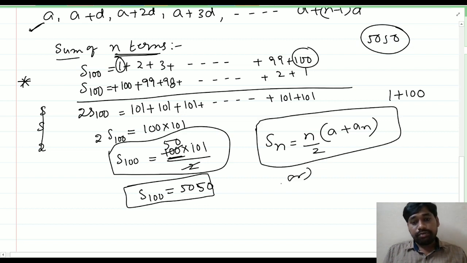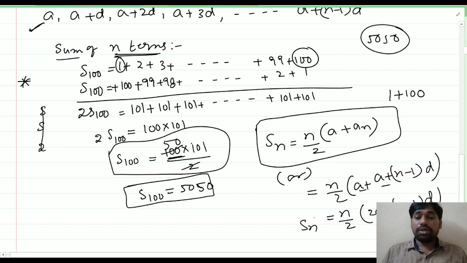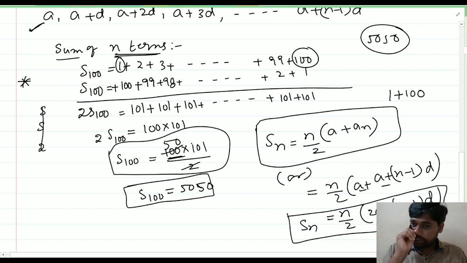Or we can do it by one more method: n by 2 into a plus an, and we know an is a plus n minus 1 into d. So we can write it as n by 2 of 2a plus n minus 1 into d. Okay, I hope you understood, right? So the sum of n terms has two formulas: one is n by 2 of 2a plus n minus 1 into d.